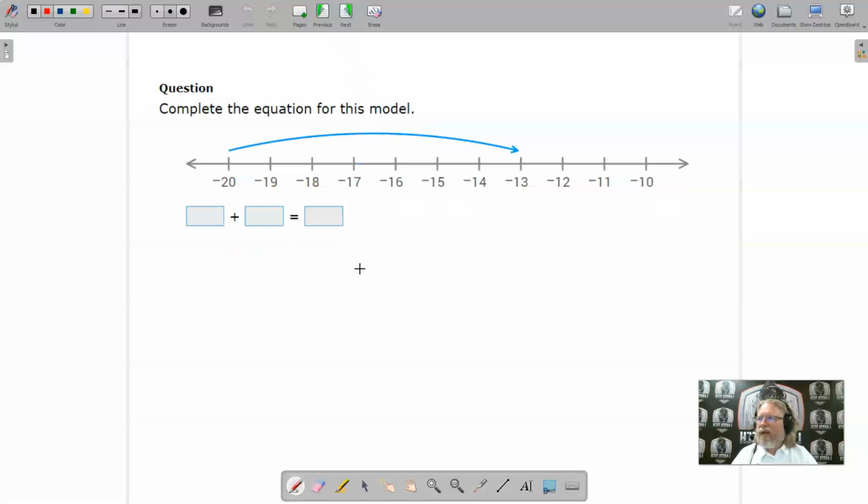Let's look at another one like that. Starting point is negative 20. And since we're going to the right, we're adding, so this value is going to be positive. And they are counting by ones. So it's 1, 2, 3, 4, 5, 6, 7 spaces. So we're adding 7, and we're landing at negative 13.